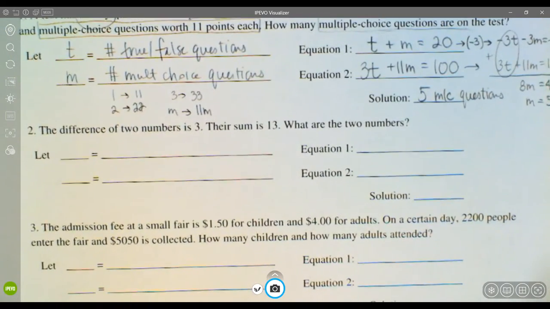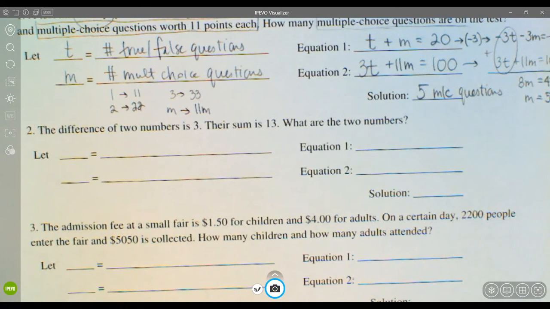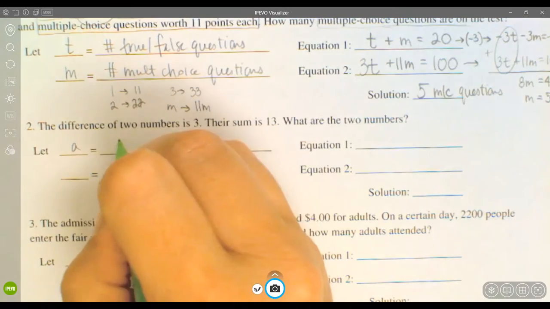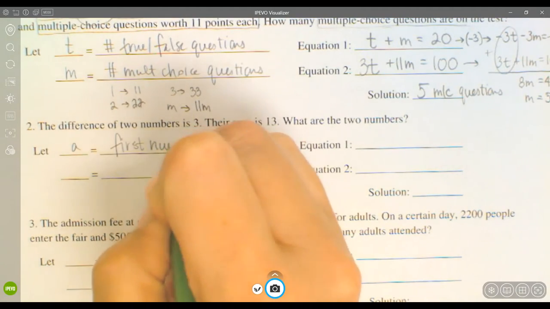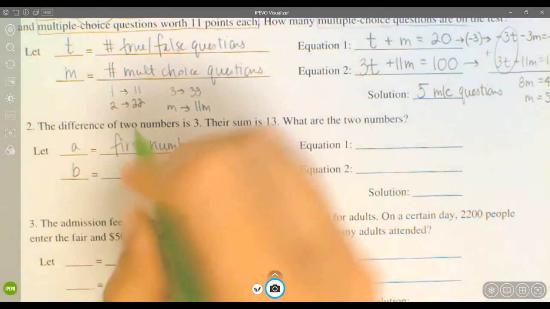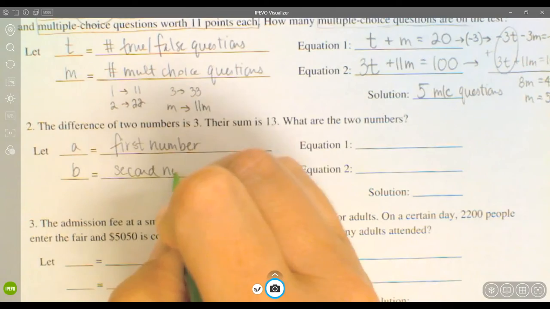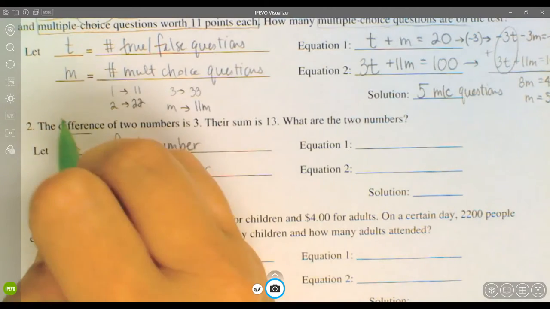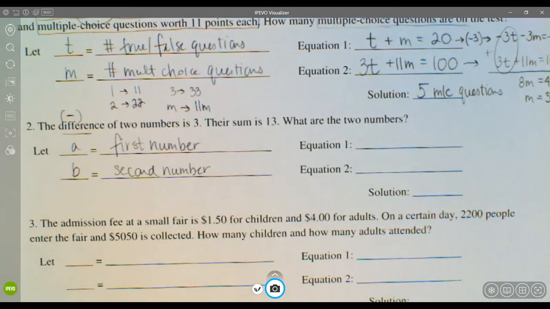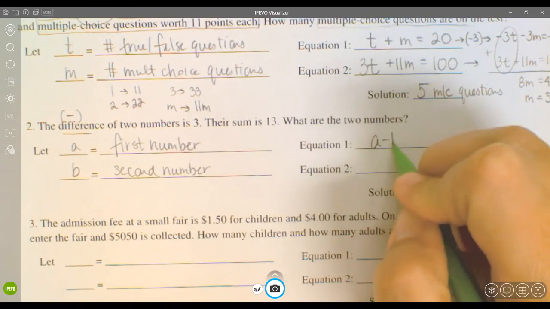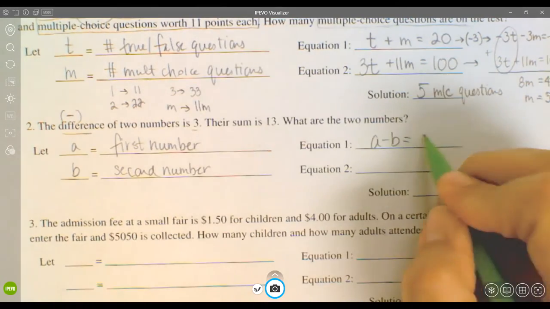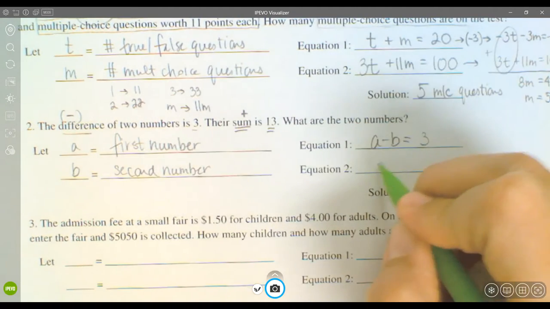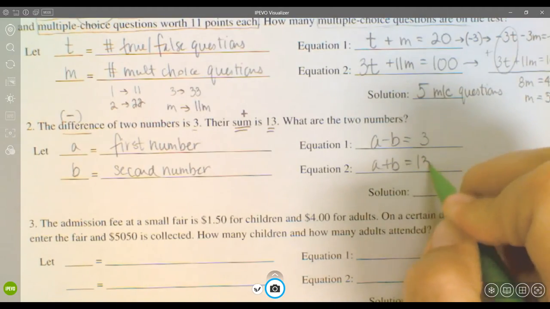All right. Number 2, the difference of two numbers is 3. Their sum is 13. What are the two numbers? Well, let's let A equal the first number. Let's let B equal the second number. So the difference. What operation is implied by difference? Subtraction. So I know that A minus B equals 3. Their sum, which means when we add them, we should get 13. So A plus B equals 13.